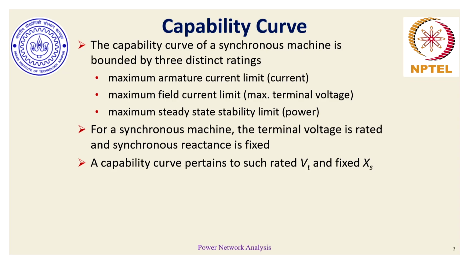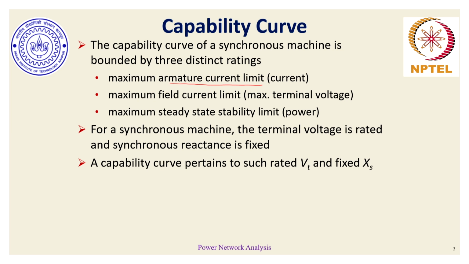So if we recollect, like any other electrical equipment, a synchronous generator also has certain ratings and safe operating points, which are typically constrained by three limits. The first one is the maximum armature current limit or stator current limit, which indicates the maximum current that can flow in the three-phase stator windings. If the current exceeds this limit, the stator windings may get damaged, and the associated insulation may also get damaged.